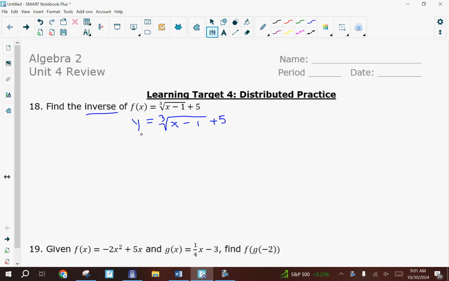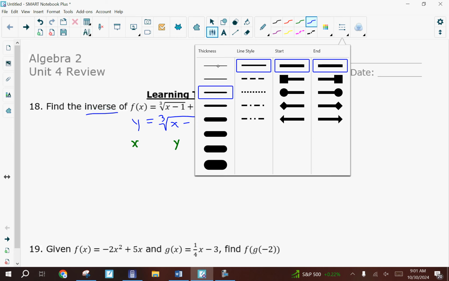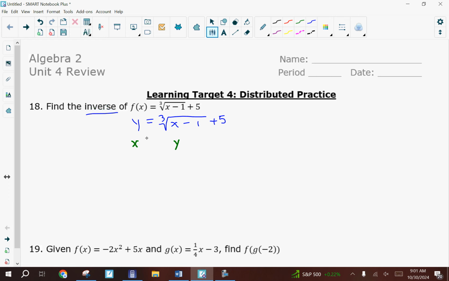And then I'm going to switch them. I'm going to change colors so you can see that there was a switch. So the x goes here and the y goes in this spot, and everything else stays exactly where it's at: the equal sign, the third root, the -1, and the +5. Then we have to try to solve for y, try to get y by itself.